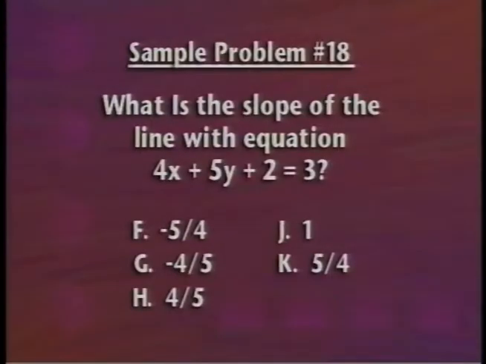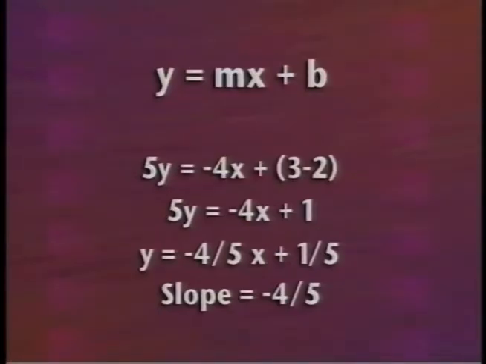What is the slope of the line with equation 4x plus 5y plus 2 equals 3? The formula for a straight line is y equals mx plus b, where the slope of the line is represented by m and the y-intercept by b. In this problem, rearrange the equation in this form.